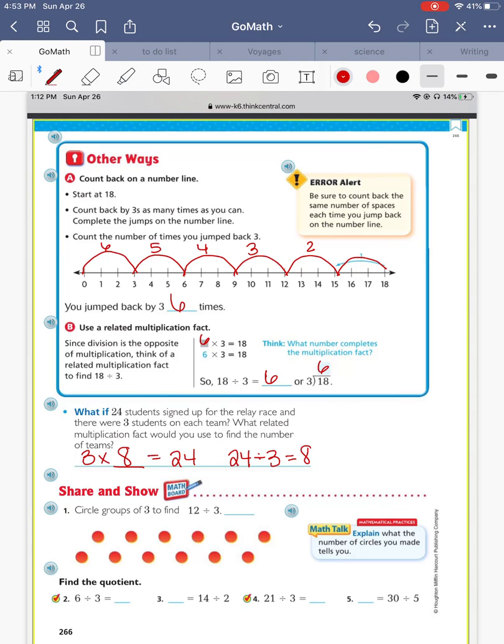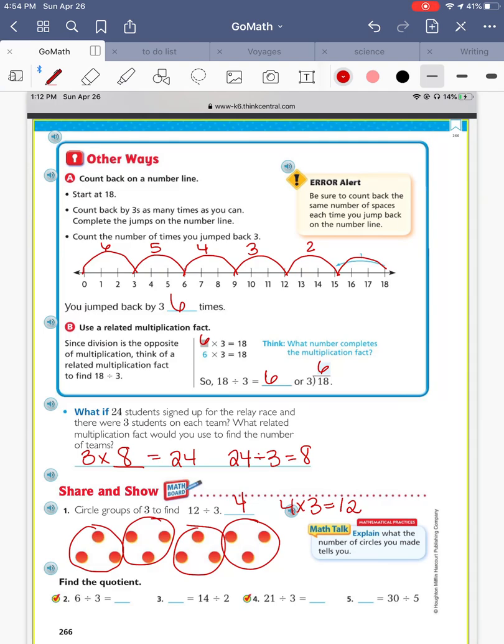You could also draw circles if you needed to check yourself. But if you remember your multiplication facts, then you should be able to just use the related facts to figure that out. Then it says circle groups of 3 to find 12 divided by 3. So I'm going to circle groups of 3. 1, 2, 3, 4. So 12 divided by 3 is 4. The related multiplication fact would be 4 times 3 is 12, right? 12 divided into groups of 3 would give you 4 groups.